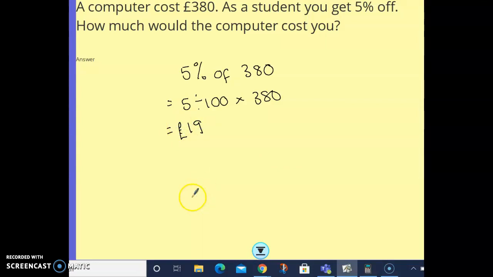This doesn't mean that you pay £19 for the computer. That would be an absolute bargain. It means we save £19. So it did cost £380, we're saving £19, so altogether it's going to cost £361. Okay.